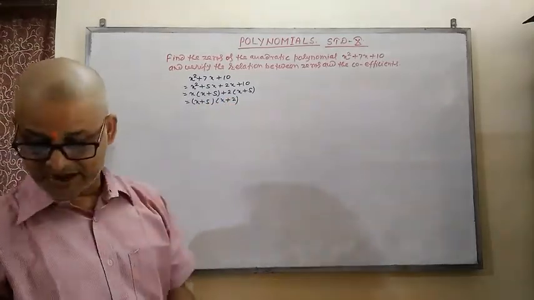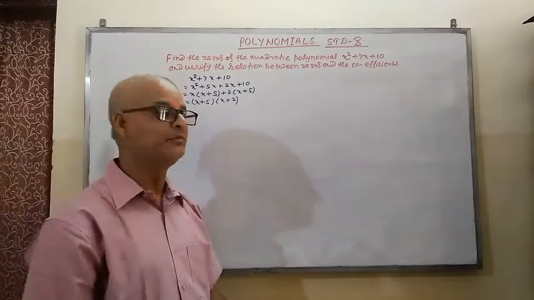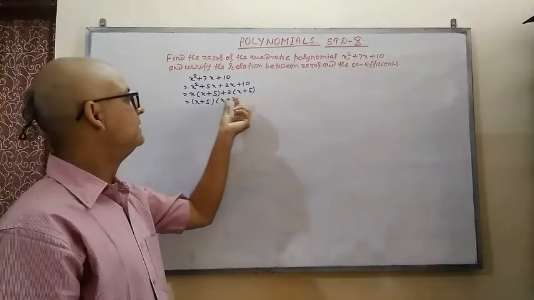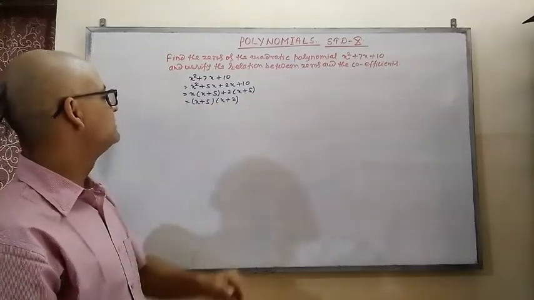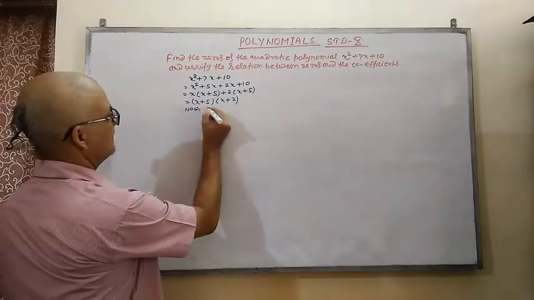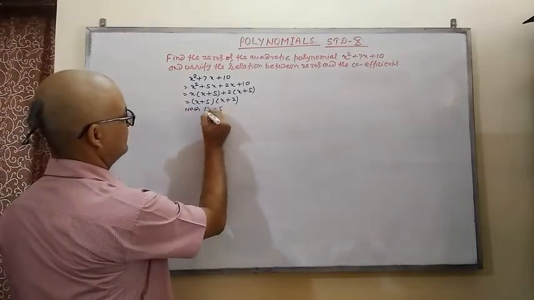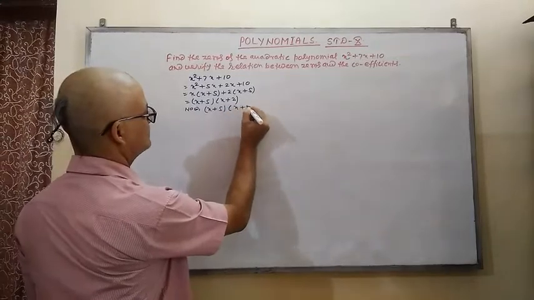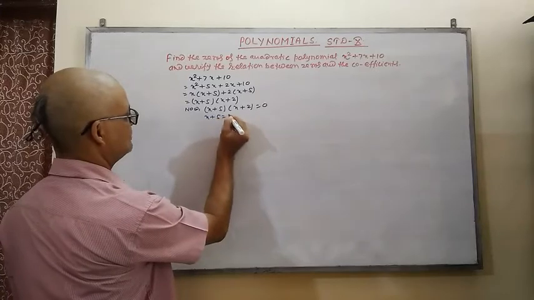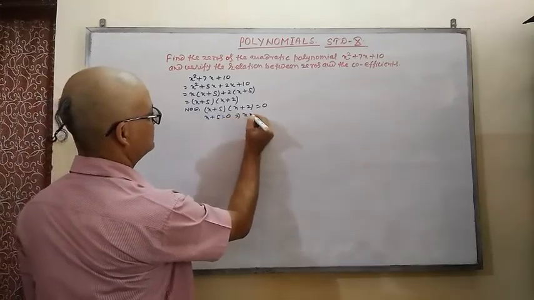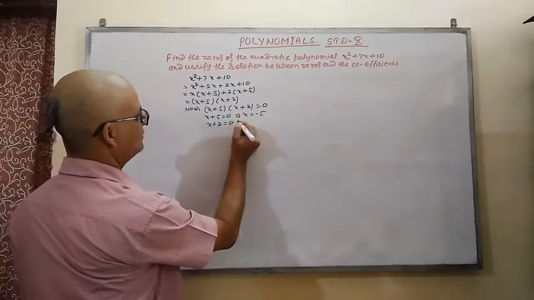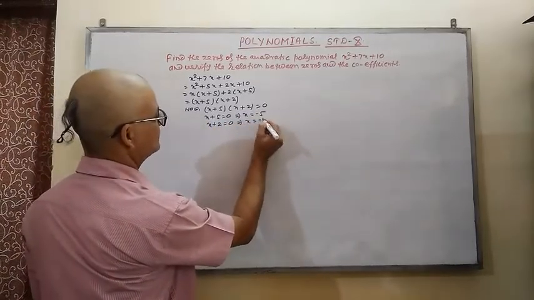Now the question is, find the zeros of this quadratic polynomial. It means this product must be equal to 0. Then we will find out their zeros. So now x plus 5 into x plus 2 must be equal to 0. It means x plus 5 is equal to 0, so x is equal to minus 5, and x plus 2 is equal to 0, so x is equal to minus 2.